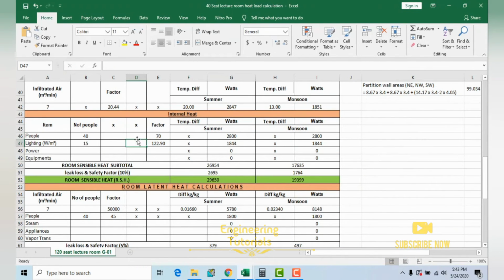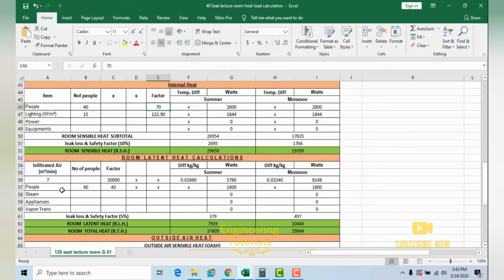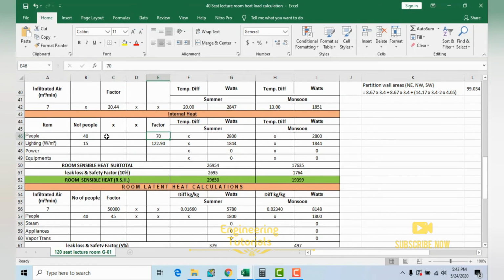So sensible is 70, and latent we are going to use here for the people, that is 45. So with 40 people and 70 watt per person required, for summer you need to multiply these together and you will get the total watts. It will be the same for monsoon.